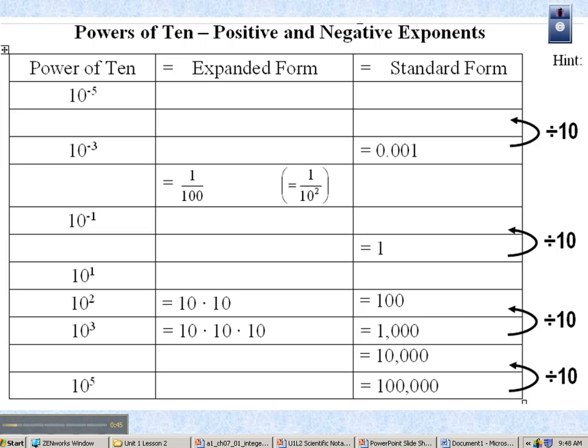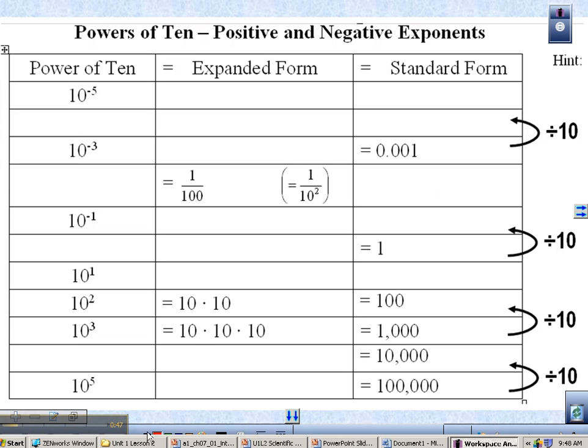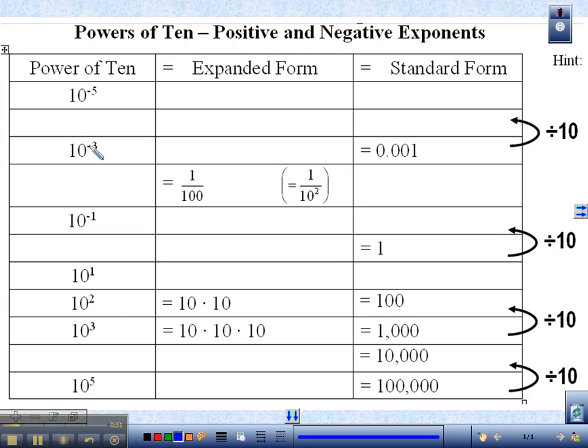Okay, so let me grab a pen here, and let me make it a blue pen. All right, let's start off with something we know. Let's start off right here. 10 to the second power. You guys know that 10 to the second power means 10 times 10. That's called expanded form. And then when you multiply it out, you've got what we call standard form. So 10 times 10 is 100.